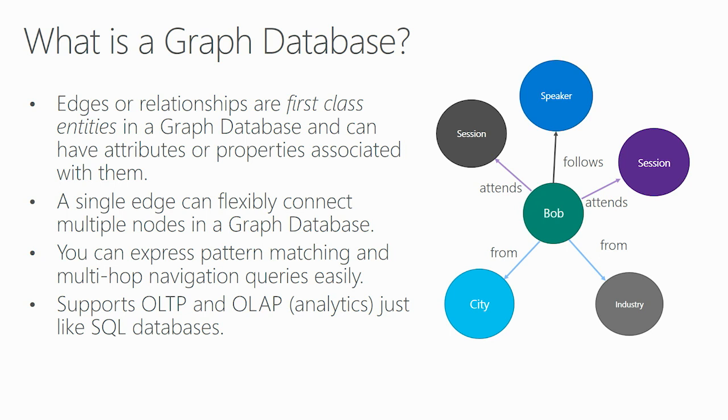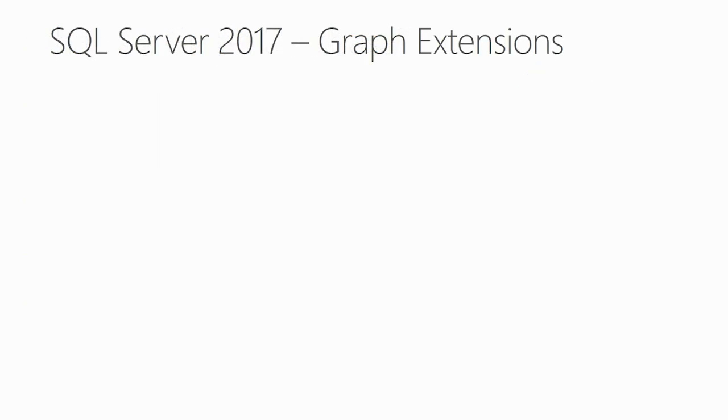Both graph databases and relational databases can do OLTP and OLAP type of queries. And in a graph database, you can express your pattern matching or graph traversal queries a bit more easily using an easier syntax. So they make it easier for you, right?